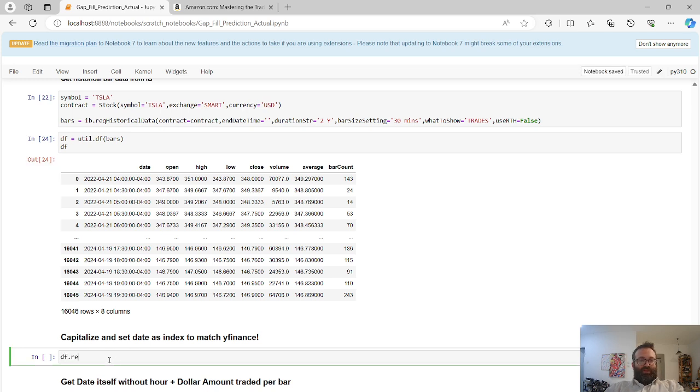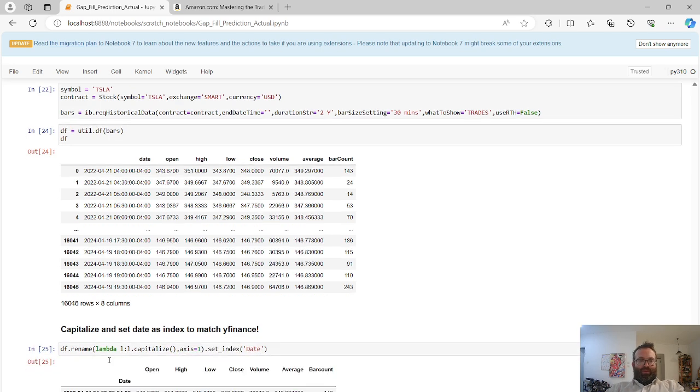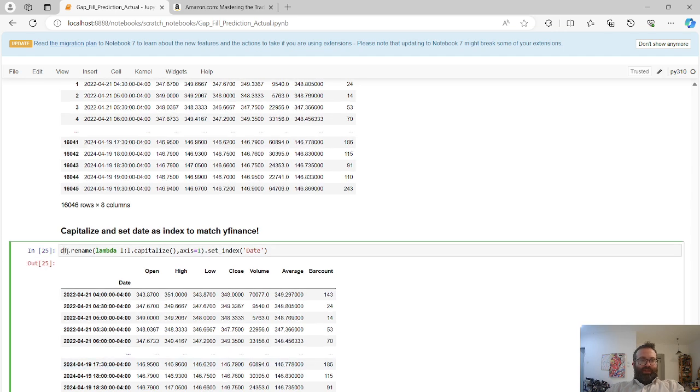So let's do that here. How would we capitalize? We do df.rename, lambda L: L.capitalize(), axis equals 1. And then we'll do set index date. Let's see if this worked. Yes. So let's do df like this.